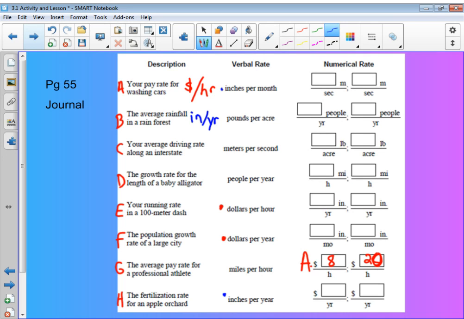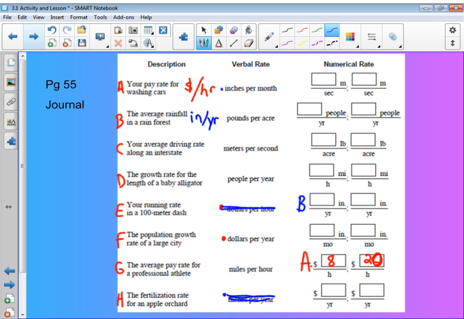So that one we're not going to use. We're done using that one, and we're also done using this dollars per hour. Okay, so inches per year, if I find that over in the right-hand column, our inches per year is right here. So this would be letter B.